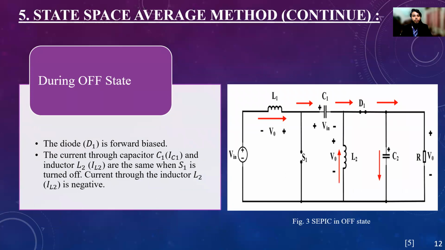During off state, the switch is open and the diode is in forward bias. The arrow in the figure shows the direction of current. The current through capacitor C1 and inductor L2 are the same because switch is turned off. Current through the inductor L2 is negative.